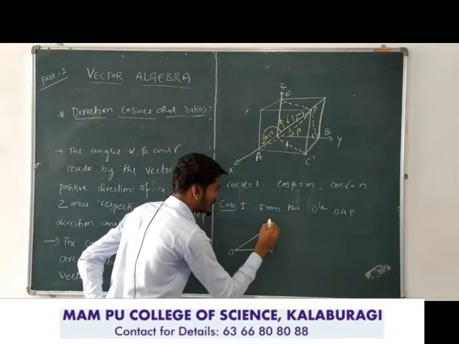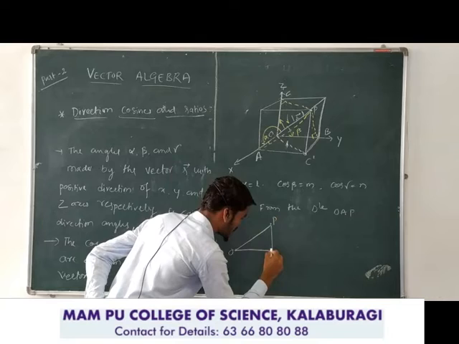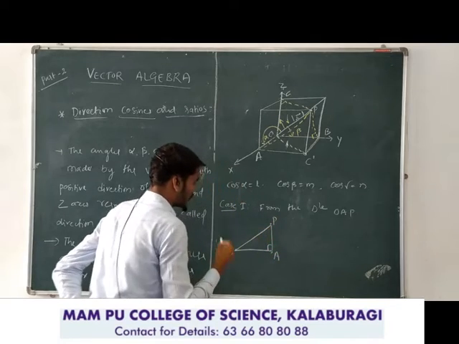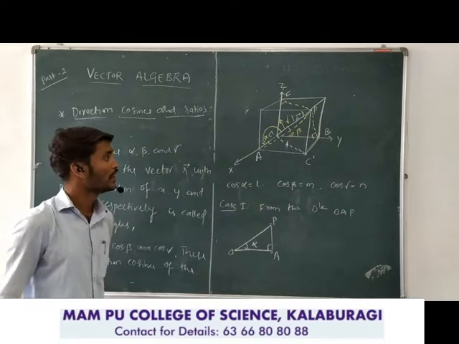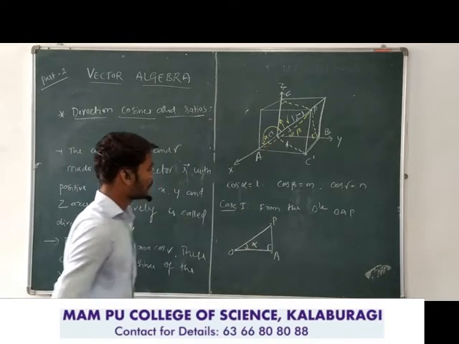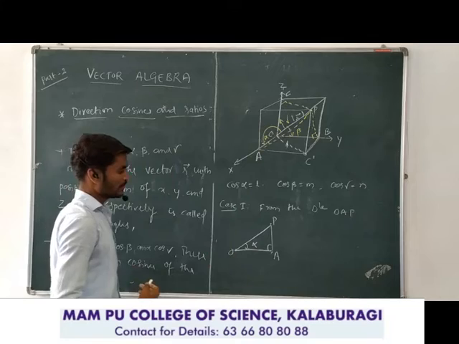Okay, this is O. This is B. This is A. This is 90 degrees. This is the angle. Which angle is this? It's alpha. Okay, this is alpha. So now we know the basic things.